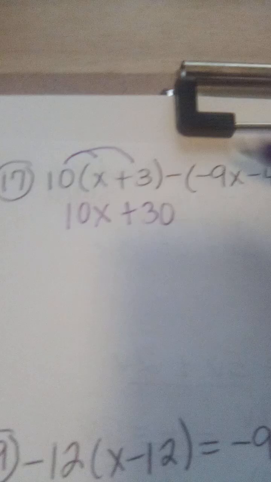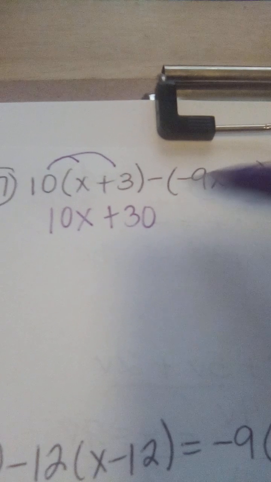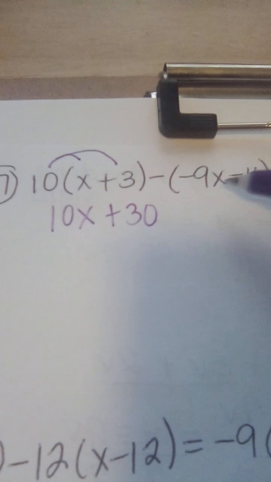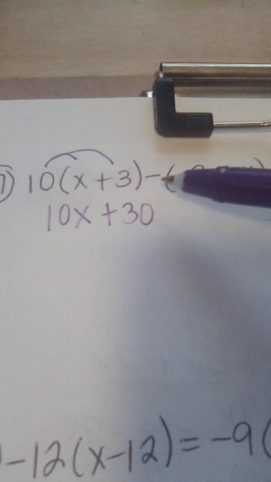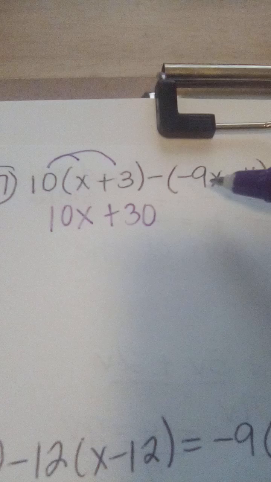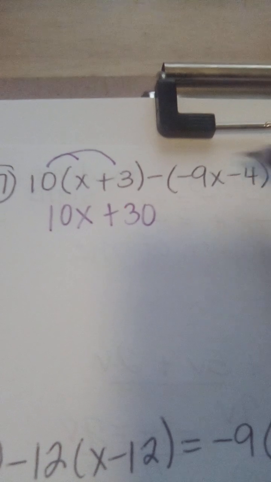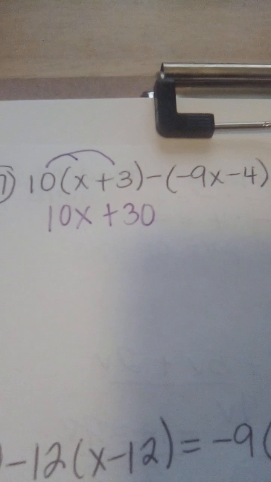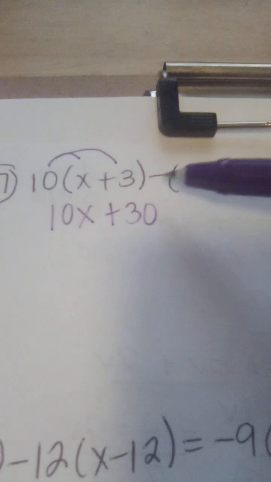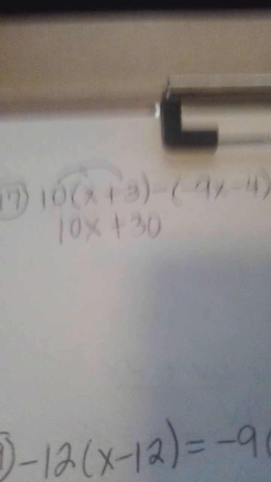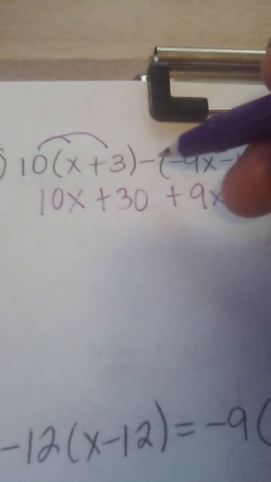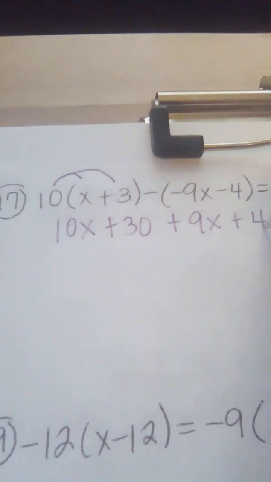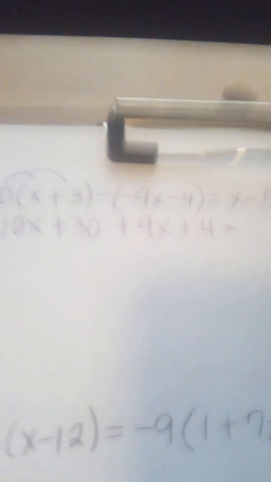All right. When you see a negative in front of the parentheses, like in this problem, you have a negative outside negative 9x minus 4. Everything would change to a positive, right? A negative times a negative 9x would be a positive 9x. And the same thing, a negative times a negative 4 gives a positive 4. So far, so good, folks.